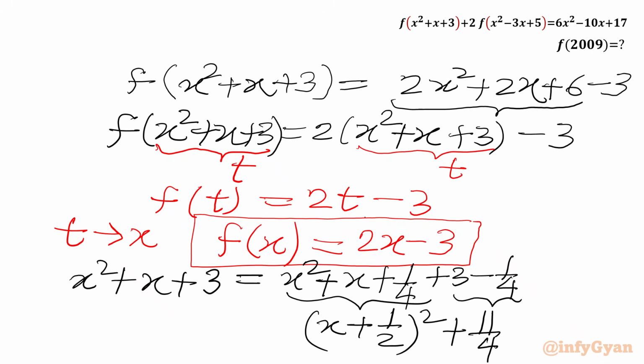A square is always greater than or equal to 0. So we can conclude from here that x plus 1 over 2 whole square will be a non-negative quantity. So the minimum value of x plus half whole square will be 0. So the expression would be 11 over 4 or greater than 11 over 4.